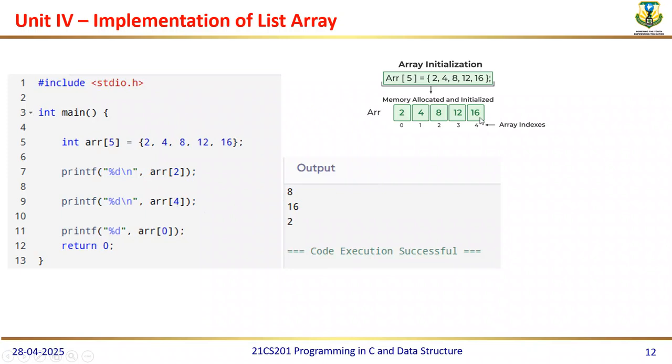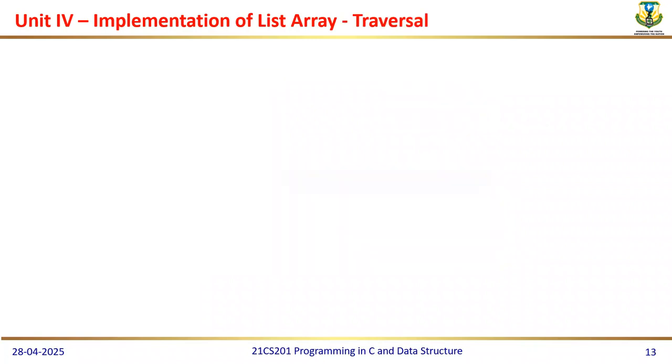The fourth position, 16, so 16 is printing. Zeroth position value I wanted to print 0, okay, 2 is printed. So it's a small example of accessing, storing values in an array: declaration, storing values in the array, and extracting the value from a particular position.